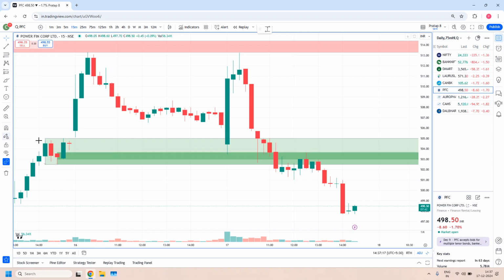You can draw a zone, drop base rally, again rally base rally. What will happen? Both will become LOTL zones. You need to take a trade here. If you take a trade here, you need to exit. See the risk. The risk is very high.